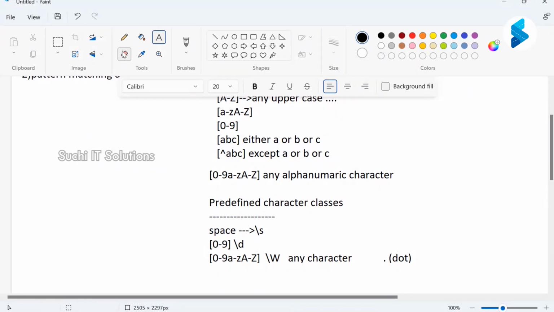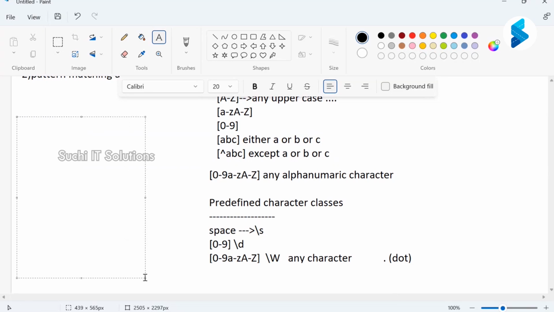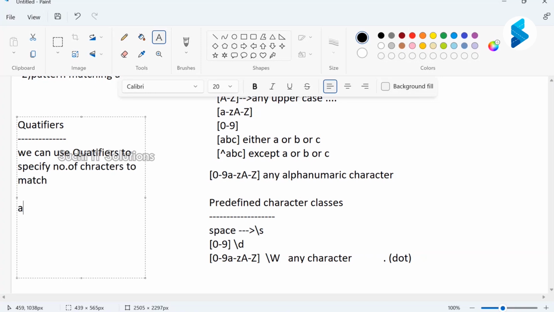Now one more thing: do you know the quantifiers? What does it mean by quantifiers? No, sir. Quantifiers, it means that we can use quantifiers to specify the number of characters to match. Now, small a: if you write like this, it means exactly one a, right or not?